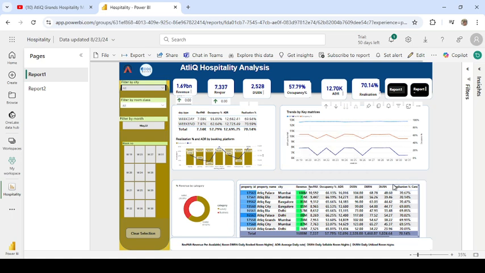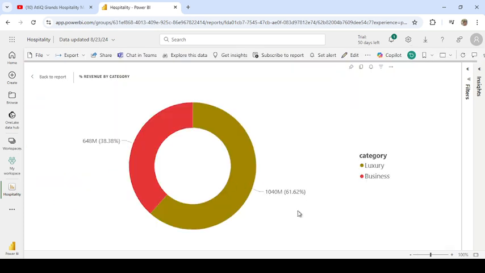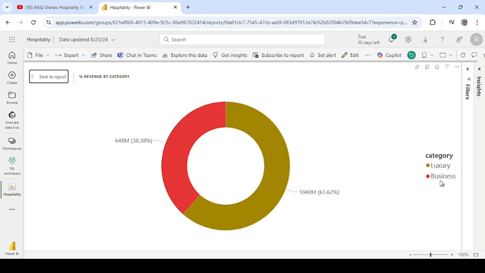And now here, this is the table showing the performance: the property name, the city, the revenue, and the RevPAR. From here, this is also the revenue by category. Since there are two categories, one is luxury and the other is business, the luxury category has a good share, generating 61.62 percentage revenue, and the business class is generating 38.38 percentage.